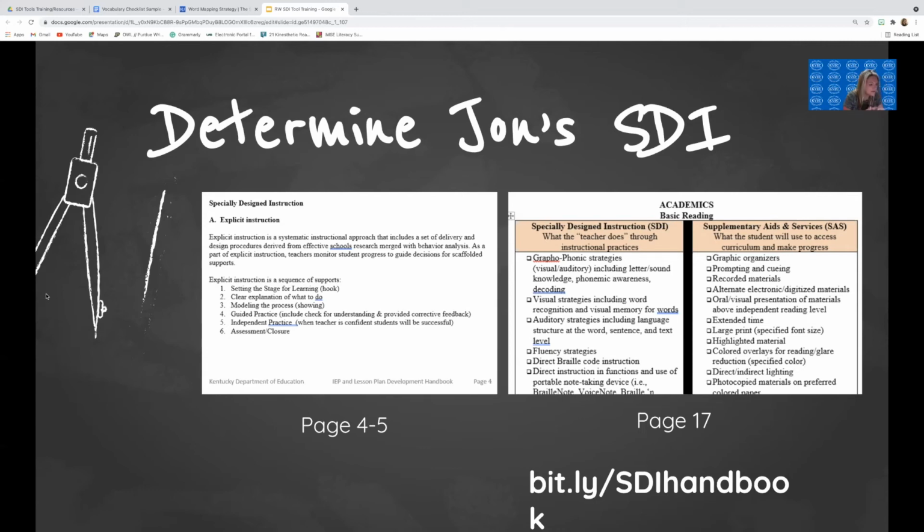Okay, so we want to look for our strategies. We want them to be evidence-based. And so let's look at explicit instruction. It gives you the definition of what explicit instruction is, and it has 7 pieces that go into that. That's just kind of a guide for you that gives you some background on what explicit instruction is.